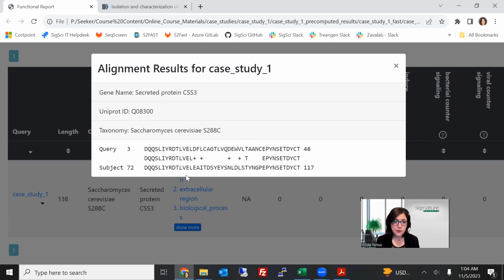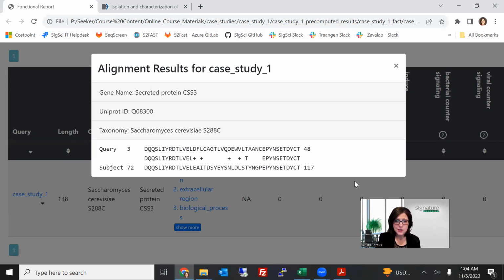If you're not familiar with alignments, a good alignment will show that the same amino acid abbreviation is present between the query and the subject, and that is denoted by the same amino acid letter showing up in the middle here. So this is a perfect alignment at the beginning and the end of the sequence, but the middle is not.